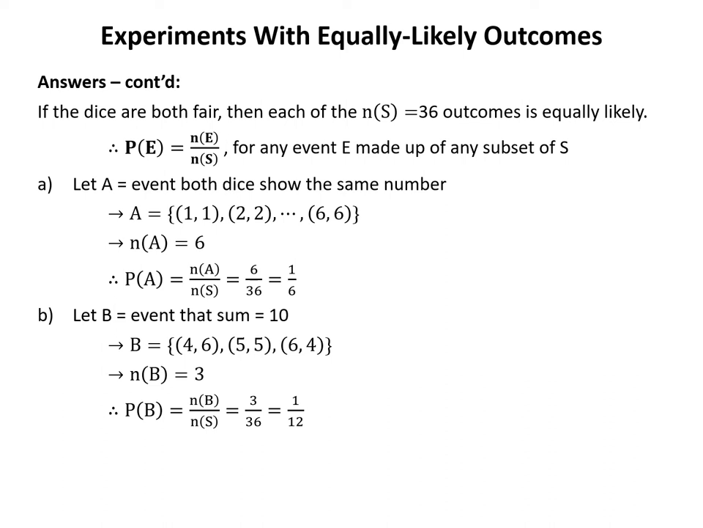In part B, we can define the event B as the event that the sum of the two dice equals 10. Now, if we list the outcomes that produce that sum, we can see that that is limited to just three outcomes, 4 and 6, 5 and 5, and 6 and 4. So the number of outcomes there is 3. And therefore, the probability of event B equals 3/36, which equals 1/12.